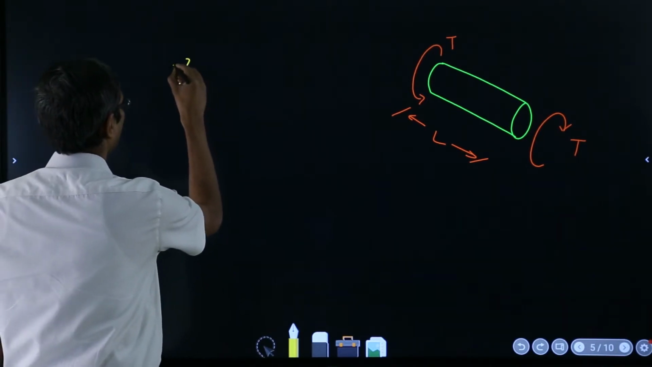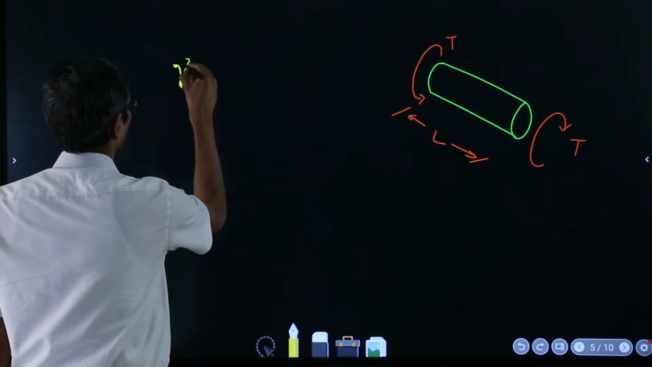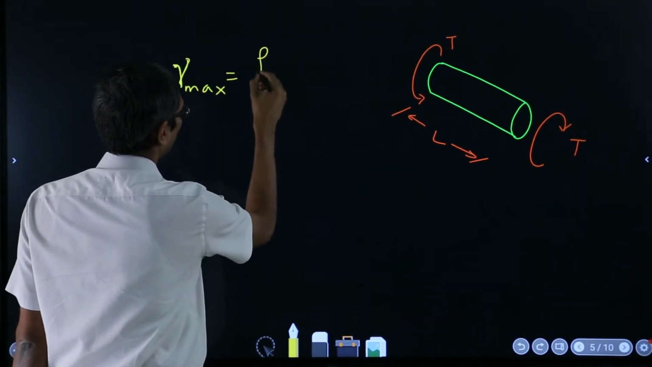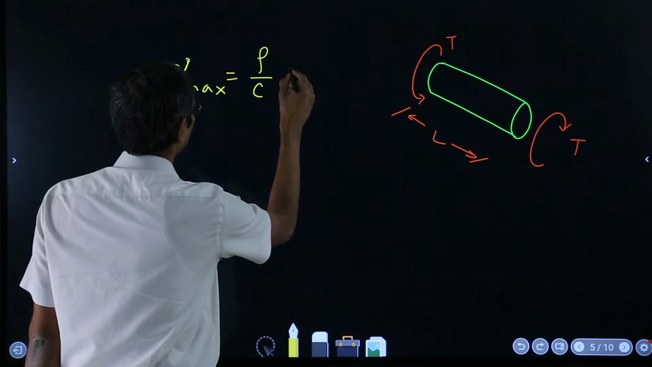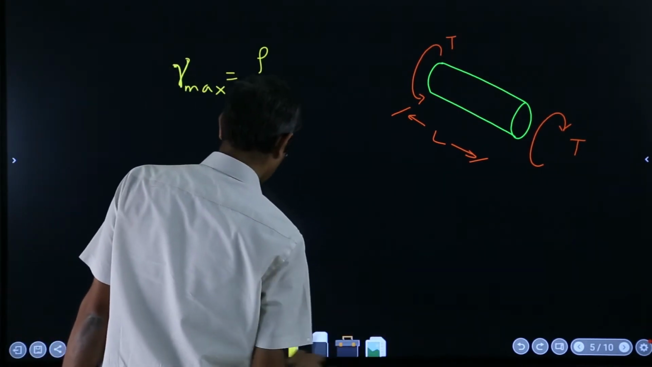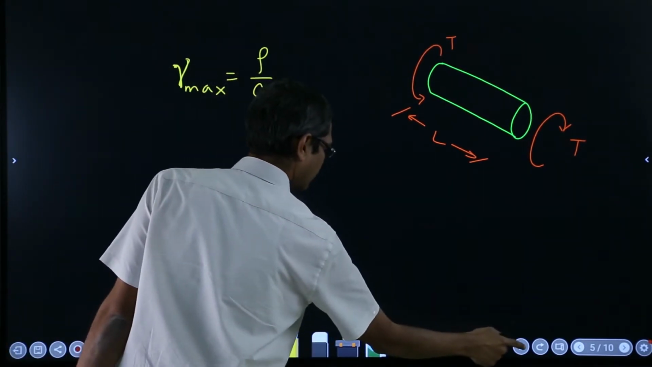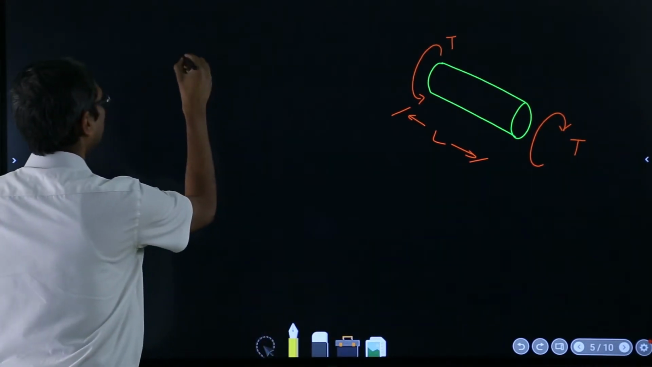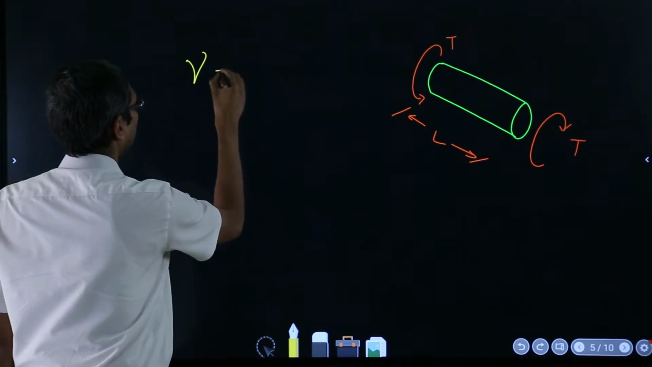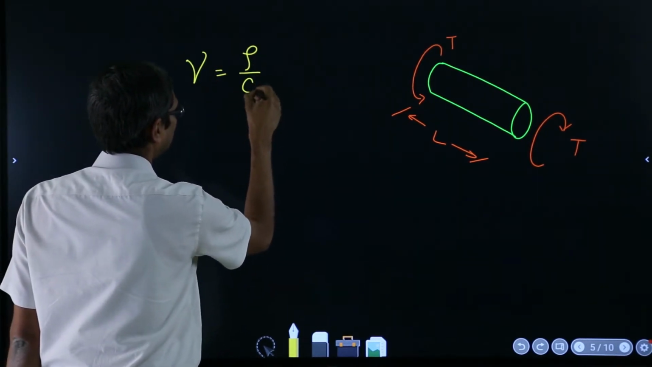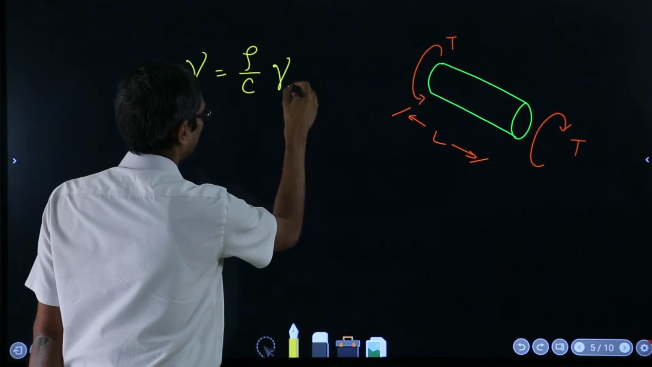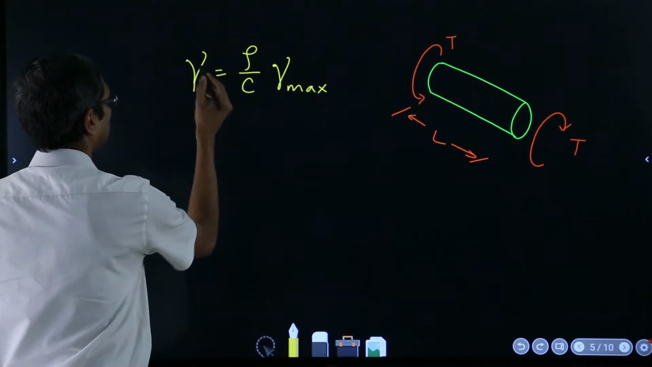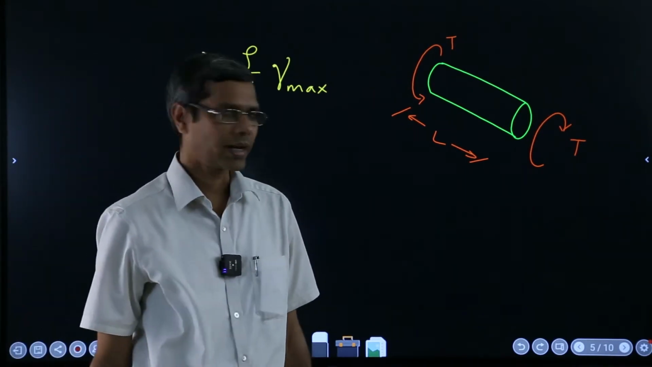So, if this is the situation, then we had gamma max. We said that it will be rho over C, sorry, in fact it is the opposite. Your gamma is equal to rho over C times gamma max. Okay. So, that is what we had derived.